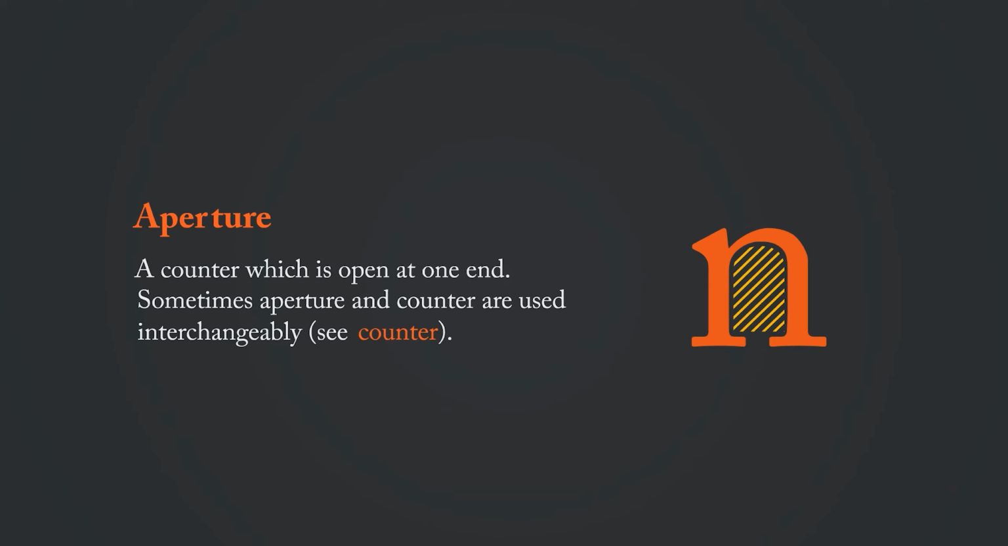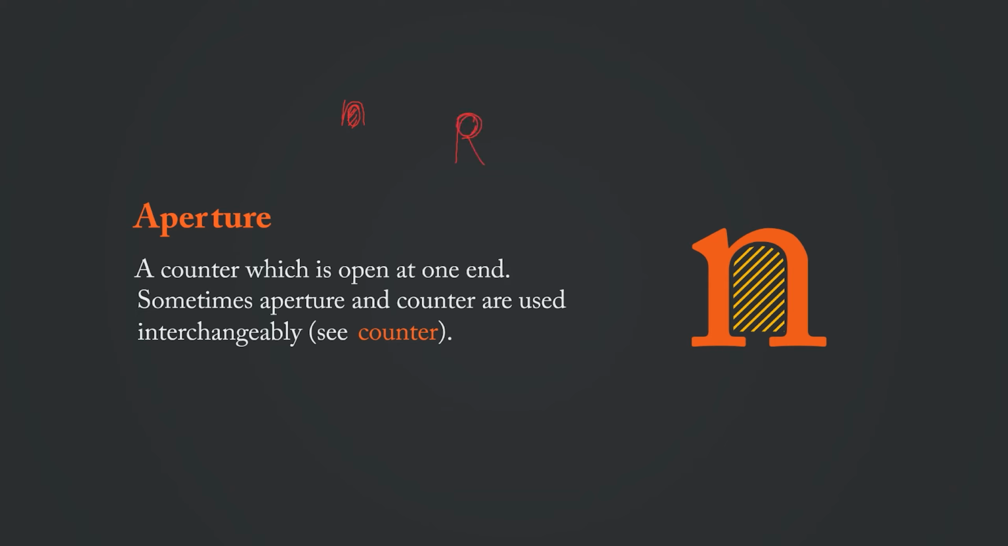Well, what's a counter? Bear with me, and when we get to C, then you'll understand what a counter is. Sometimes aperture and counter are used interchangeably, but it's basically any shape that is largely contained by the character's boundaries. Like in this case with an N, this inside area here is going to be the counter. You might also have one on, say, an R.